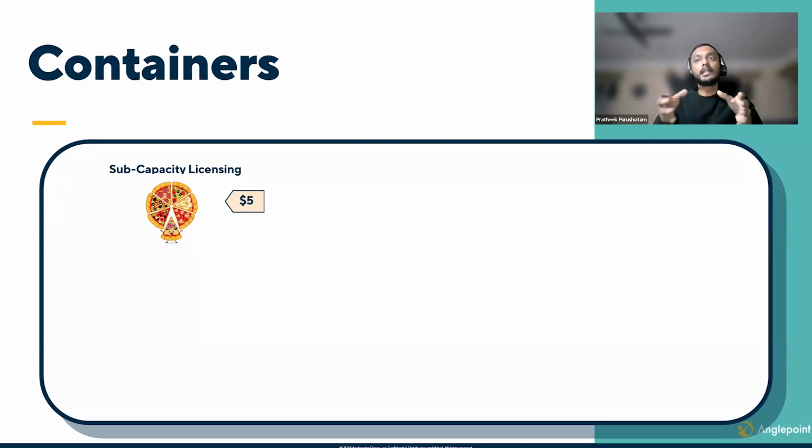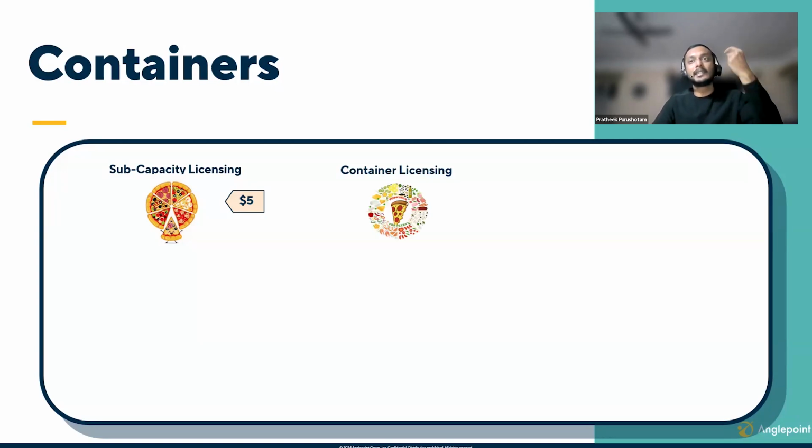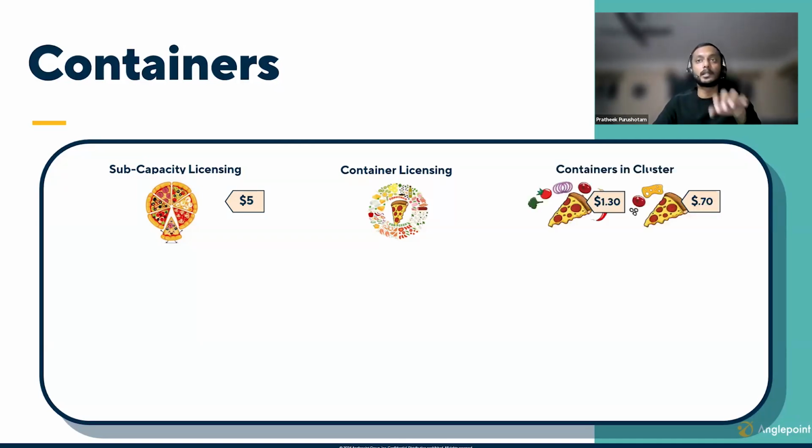Containers are an even further breakdown of the sub-capacity level. If I take the same example of pizza, in a slice of pizza you are paying $2 for a slice. But one person may not like cheese, another person may like cheese, another may not like the chicken crust. So containers basically remove the unwanted stuff for you and you pay only for what you need. That's how we can relate containers to VMs.